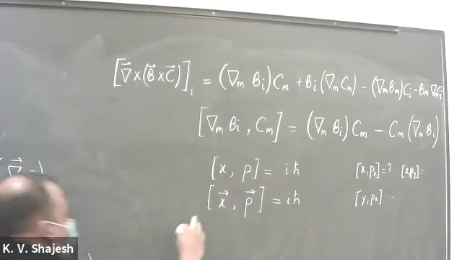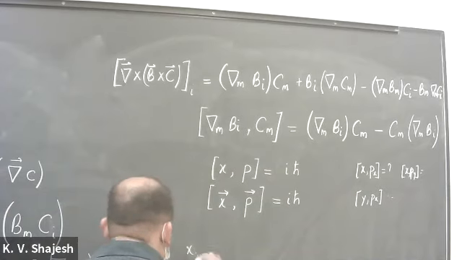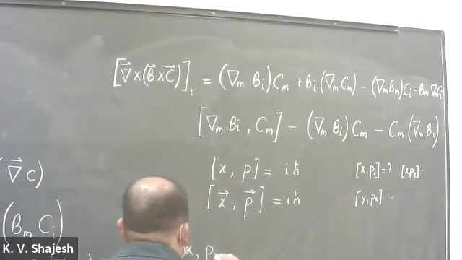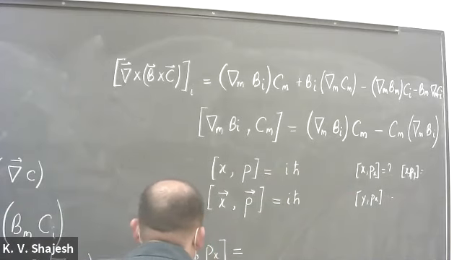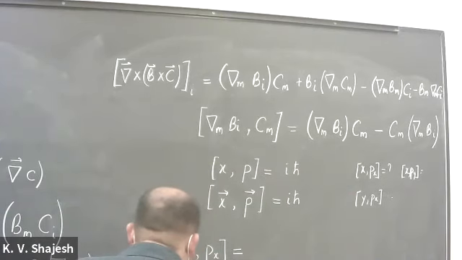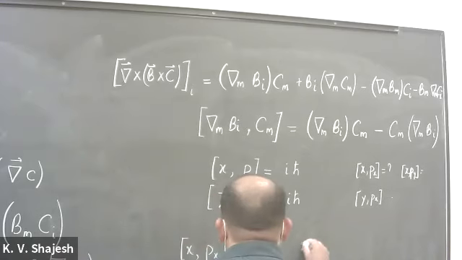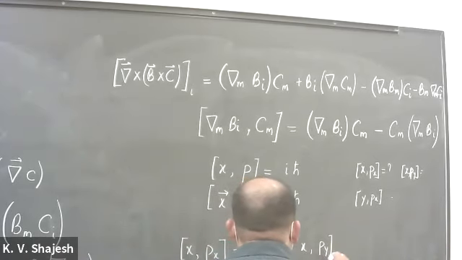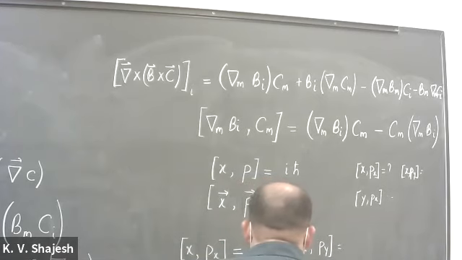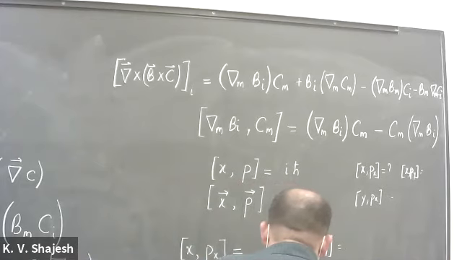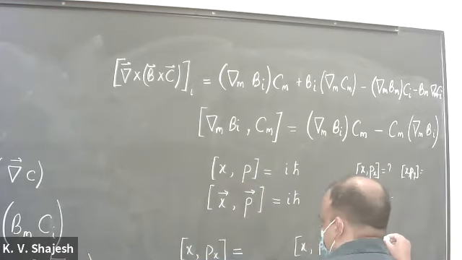So, this is symbolic. Let me say, what is x comma px? I was trying to write that down. y comma px, z comma px, x comma py, y comma py, z comma py. And then we have x comma pz.